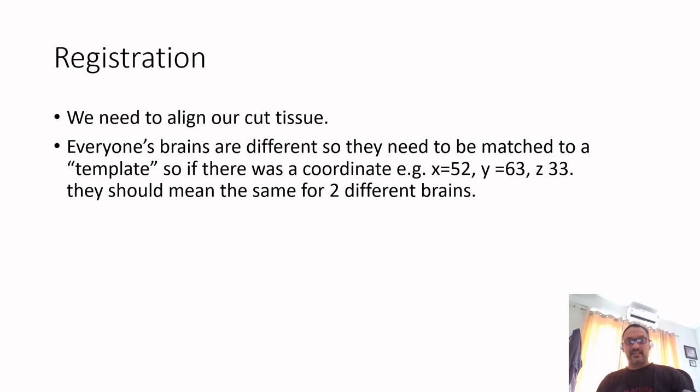Then you just compare two separate brains. But the whole idea is simple, right? If I give you some random coordinate, the numbers there don't mean anything, but they should mean exactly the same for two different brains. If they don't, then we need to figure out whether it's because the brains are different, or because of some other reason. That's why we need registration.